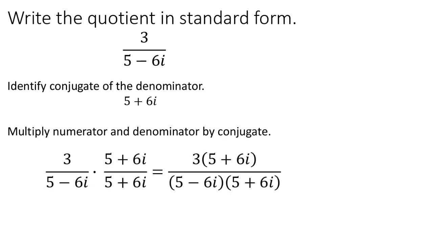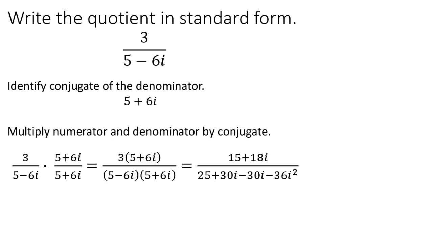The numerator is easy, right? We're just distributing the 3 times the 5, the 3 times the 6i, which is written here. And then we have a FOIL again: 5 minus 6i times 5 plus 6i. The top was very easy: 3 times 5 is 15, 3 times 6 is 18i. And then the bottom, after doing FOIL, we have 25 plus 30i minus 30i minus 36i squared. Let's combine like terms. The 30i minus 30i gives me 0. That leaves me with 25 minus 36i squared.